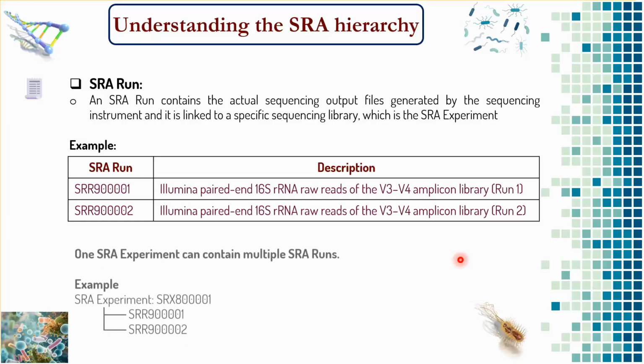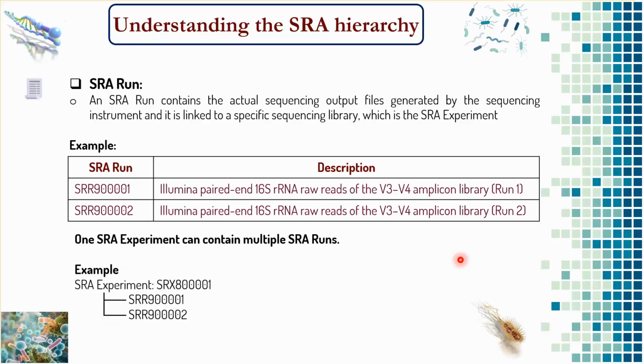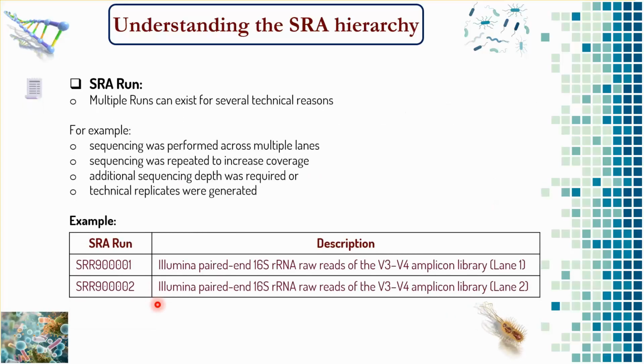Now let's understand an important point. One SRA experiment can contain multiple SRA runs, but this does not always mean biological replicates. Here is an example of SRA experiment with multiple runs. Multiple runs can exist for several technical reasons. For example, sequencing was performed across multiple lanes, sequencing was repeated to increase coverage, additional sequencing depth was required, or technical replicates were generated. Here we can see an example.